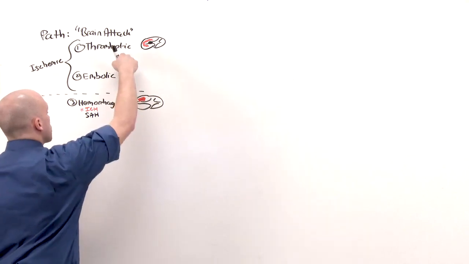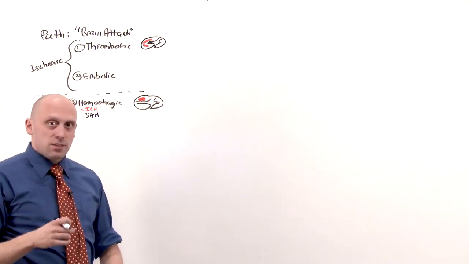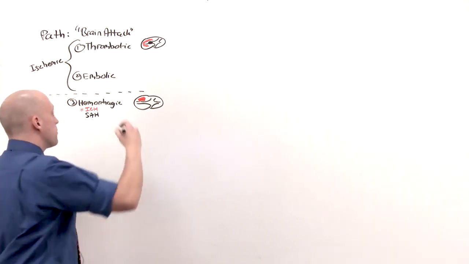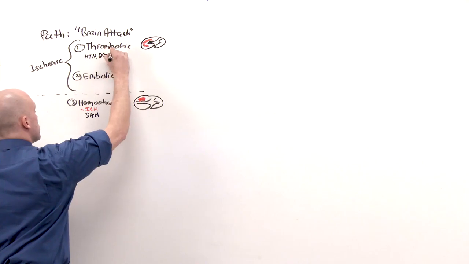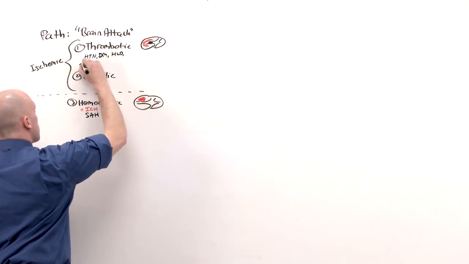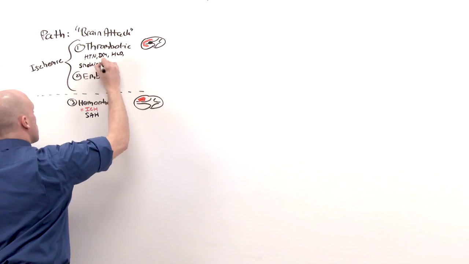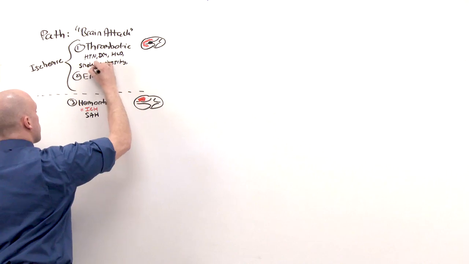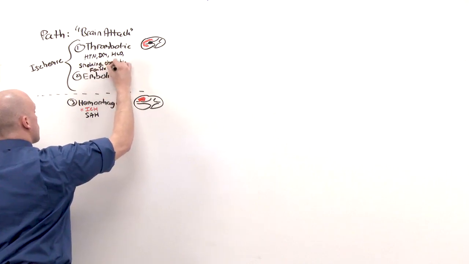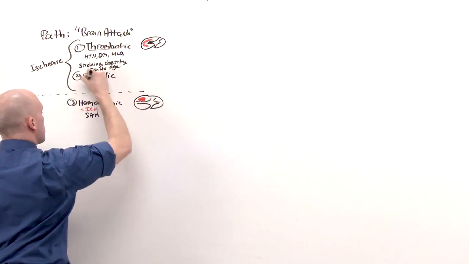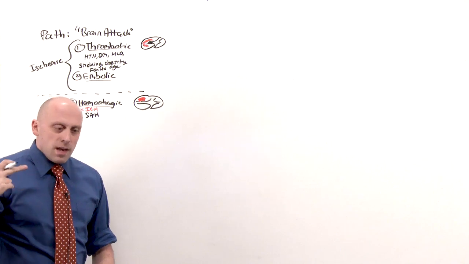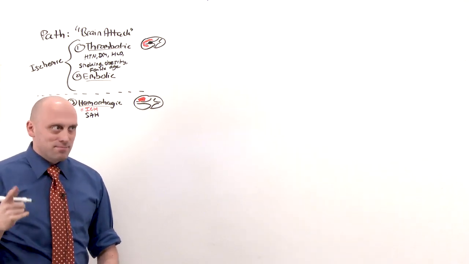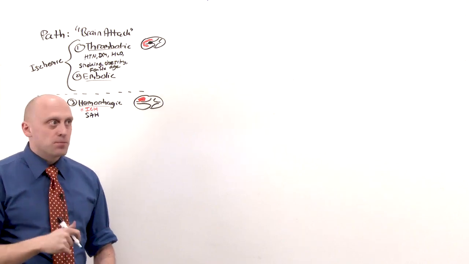This thrombotic stroke has the same risk factors as coronary artery disease. Hypertension, diabetes, dyslipidemia, smoking, obesity, age, and family history. And it happens the same way. So you'll see there's parallels to treatment.